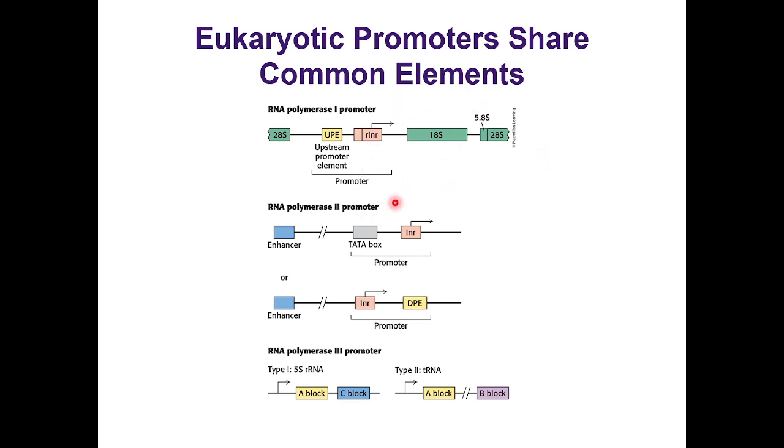Now, this is going to be the RNA polymerase 2 promoter. And right here we have an enhancer and then a TATA box. This TATA box right here is going to be part of the promoter. It's going to be your upstream promoter element that's going to start that promoter right here. Okay? And so this again is going to be the initiator.